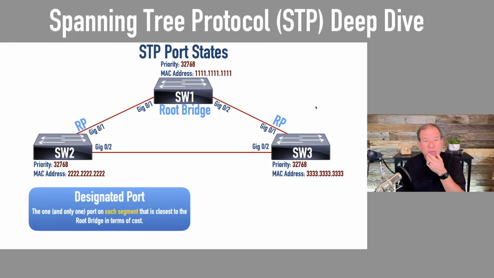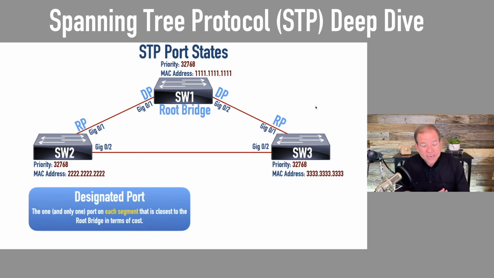Actually, before we do that, we've got a couple links coming out of the root bridge. You know what? We don't get closer to the root than being on the root, do we? So we get to take a shortcut here. Every link coming into the root bridge, just by definition, those are designated ports because you're not closer to the root than being plugged into the root. So that's an easy one. The only link that's not plugged into the root is that link between switches 2 and 3.